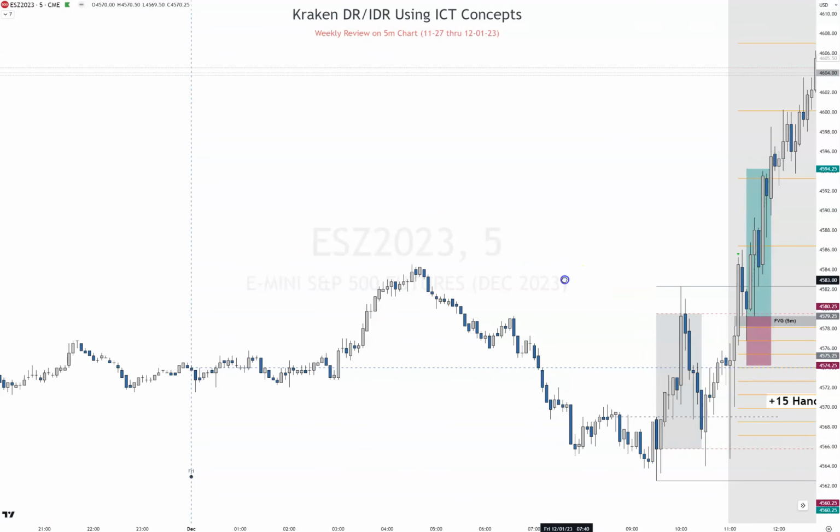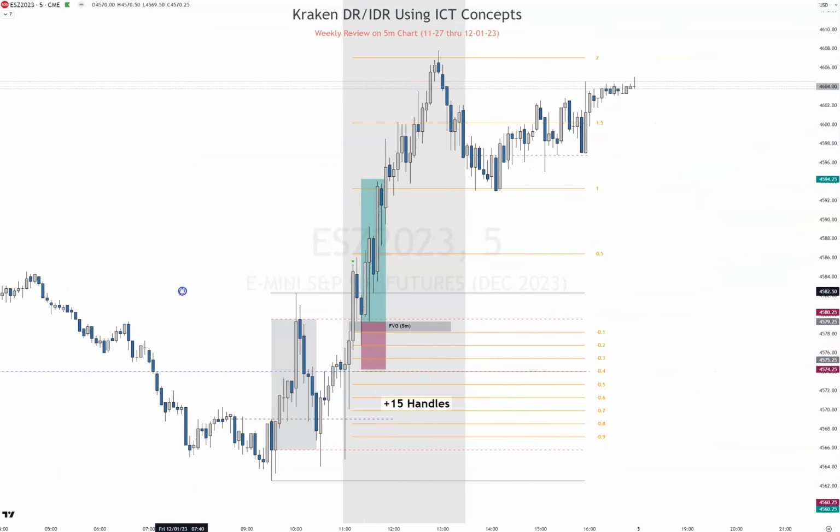Let's go to Friday. Friday, we have DR confirmation at 11:10. We come back, we create a fair value gap here, we enter, and our stop has to be max 5 handles, so it's down here. It does come down halfway, so we could have got a better entry, but that's good. We took our 5 handles.